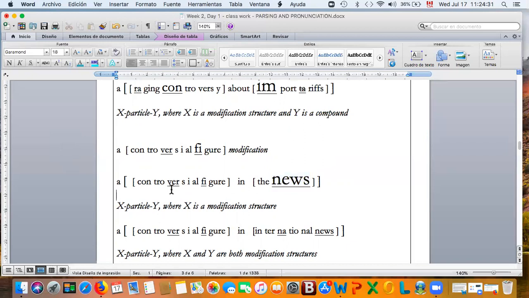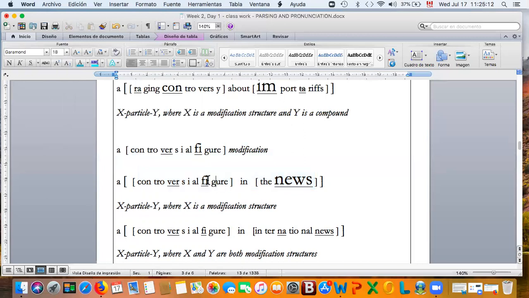Now, of course, if we're speaking very slowly, we have to distinguish the pronunciation of the accentuation of controversial and figure. But we won't have controversial figure anymore. That's what we had here. What happens if we try to put it here? It gives us something kind of strange. A controversial figure in the news. That's kind of bizarre. We could do that, but it's kind of bizarre.